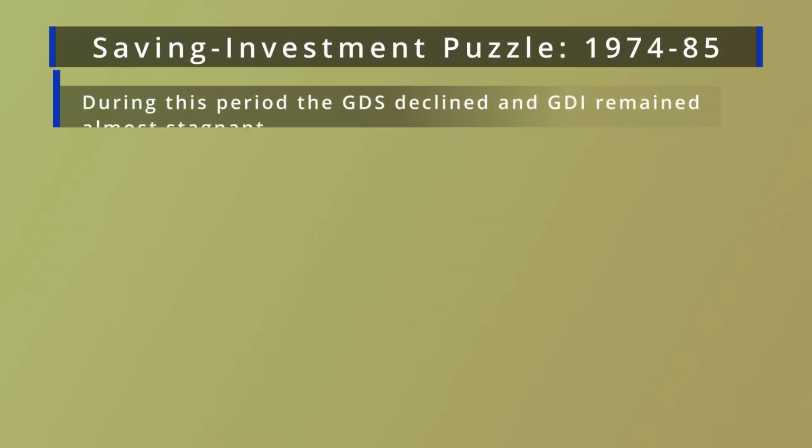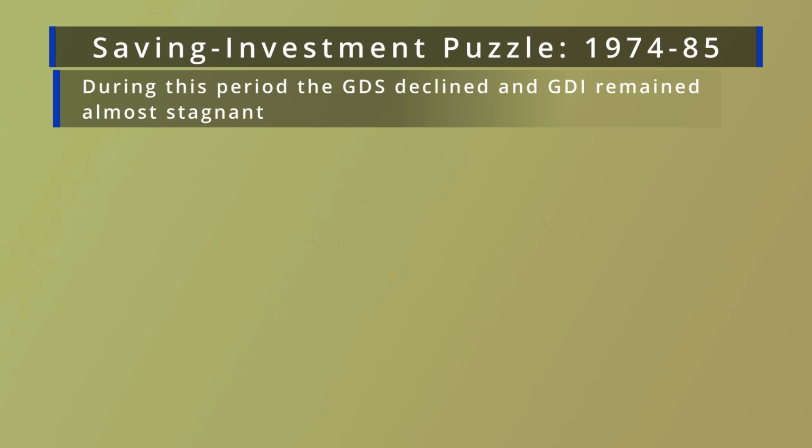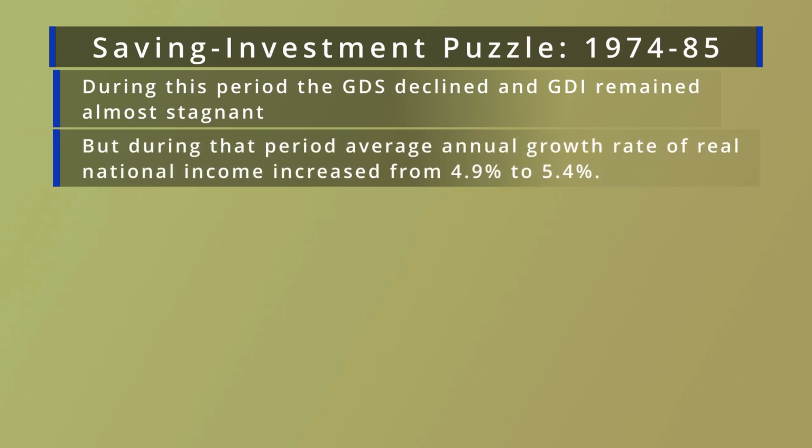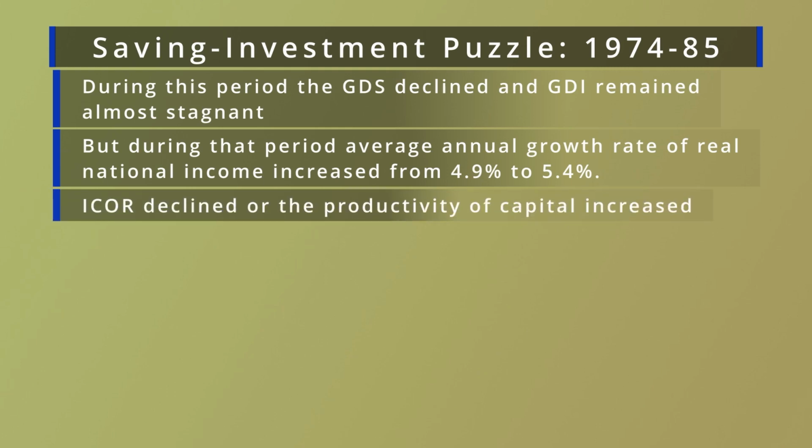Here what we observed is that during this period, 1974 to 1985, our gross domestic savings and gross domestic investment indicated either a gradual decline or a stagnancy. But despite that, our GDP growth indicated an increasing trend. That means it increased from 4.9% to 5.4%. And in this phase also, the puzzle can be explained by a decline in ICOR. That means because of higher productivity of capital, the GDP growth was rising.